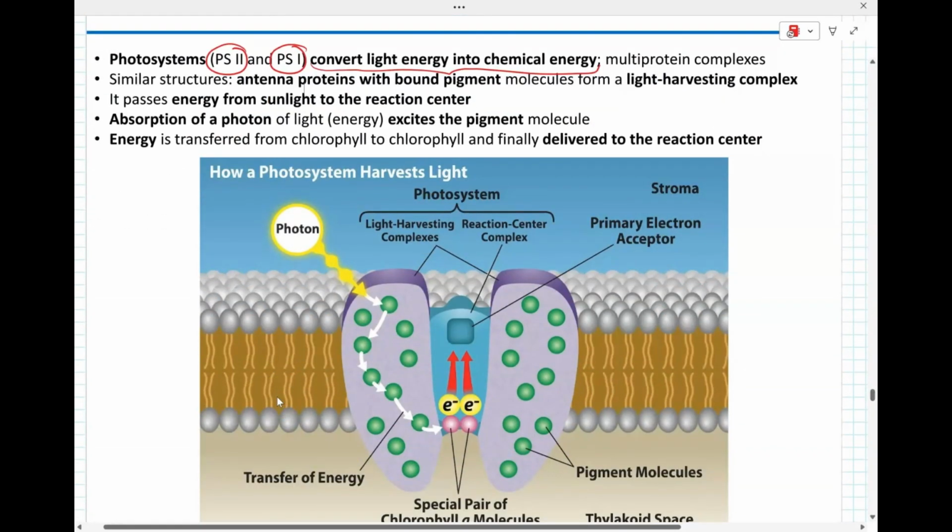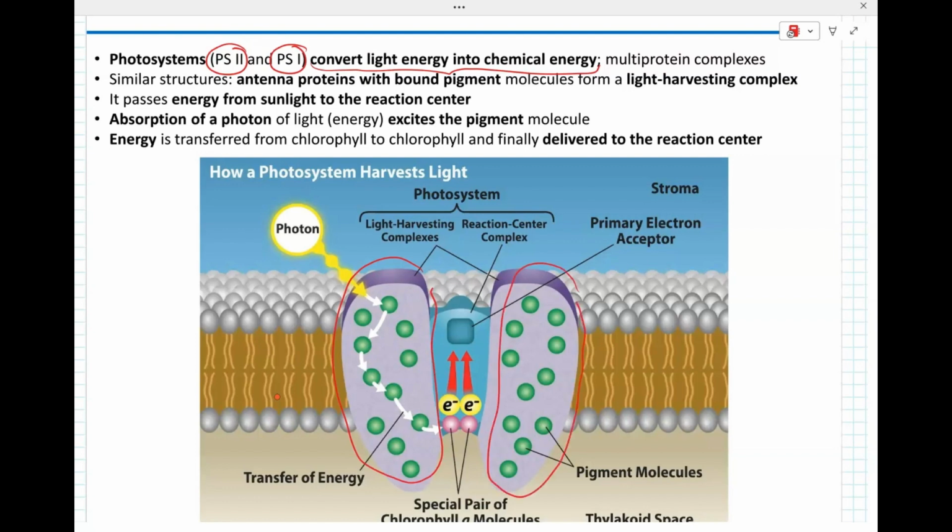So-called antenna proteins form a so-called light harvesting complex. Within antenna proteins, you can see individual pigment molecules which absorb photons of light. Absorption of a photon excites the electrons in the pigment molecule, and the energy of excited electrons is transferred between the pigments until it reaches the special pair of chlorophyll molecules in what is called a reaction center of the photosystem.